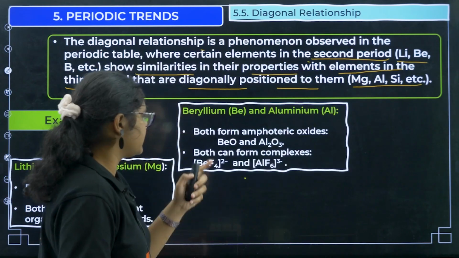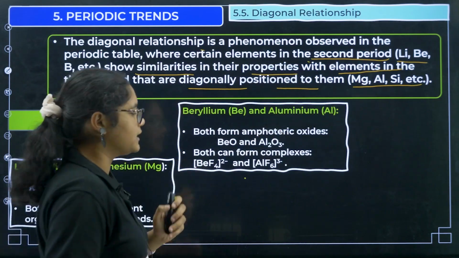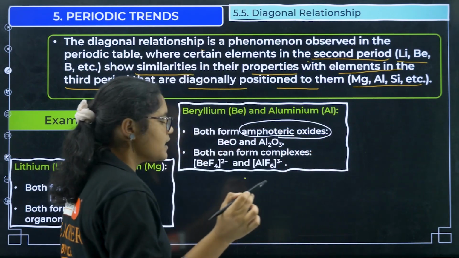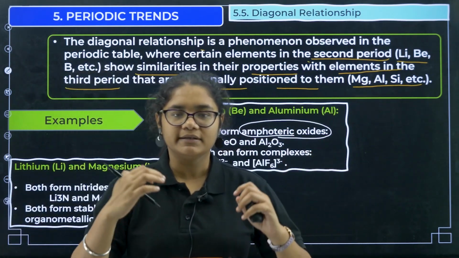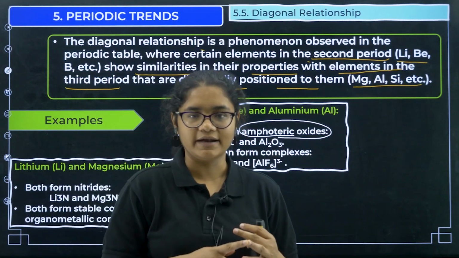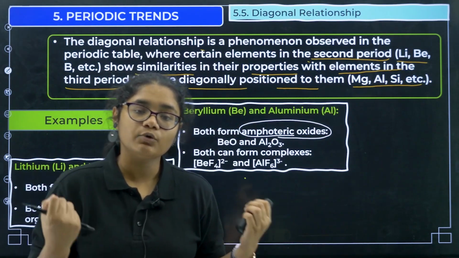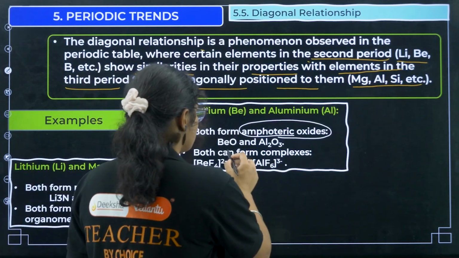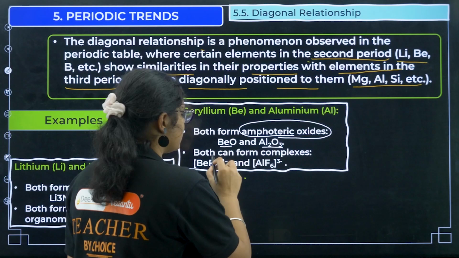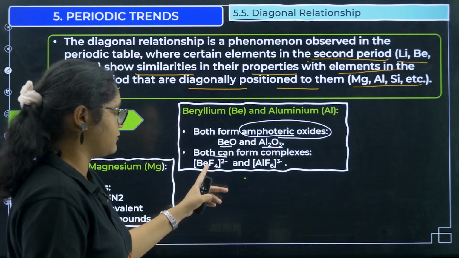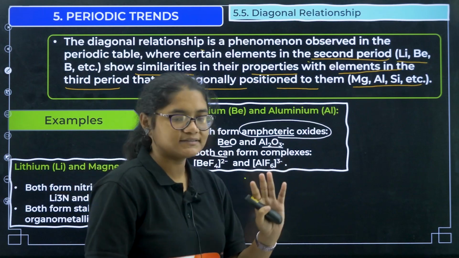Next, we have beryllium and aluminium. Their oxides are amphoteric in nature. What are amphoteric oxides? Oxides that can be either basic or acidic. Amphoteric means they can have both basic and acidic properties. For example, BeO and Al2O3, and they can form complexes as well. Beryllium can form BeF4 2-, and aluminium AlF6 3-.